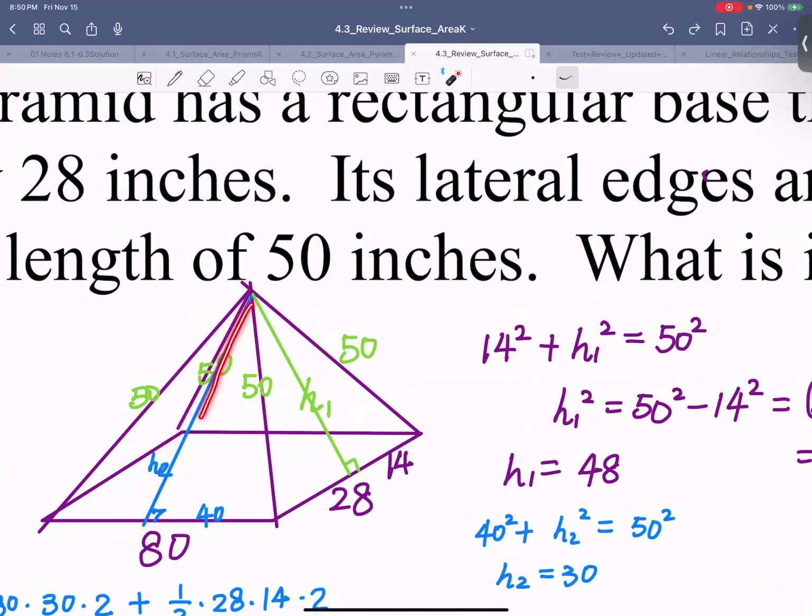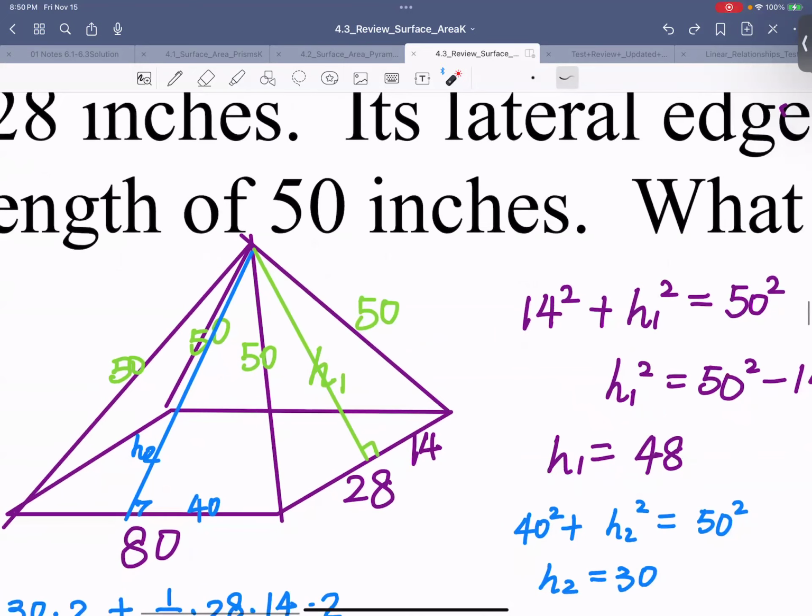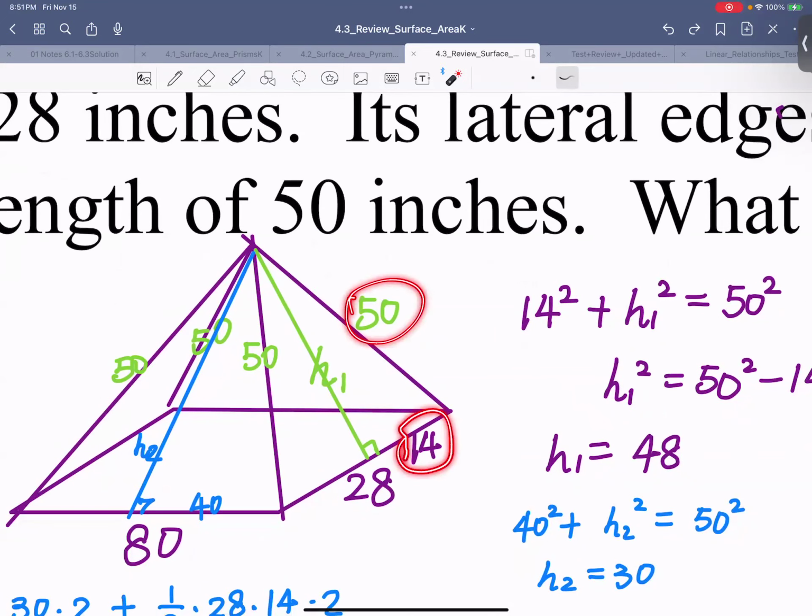How much will this be? 30. Good, very good. Because it's 3, 4, 5. So 40, 50, you have 30 immediately. Very nice. Now look at this. This is 50, this is 14. 28 over 2, this is 14. So this is 14, this is 50.